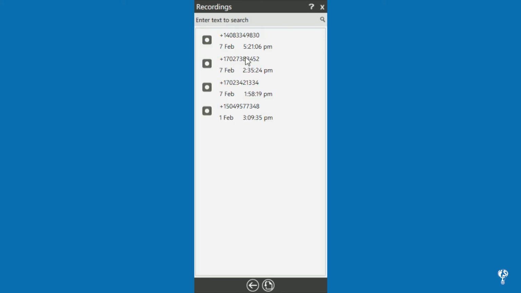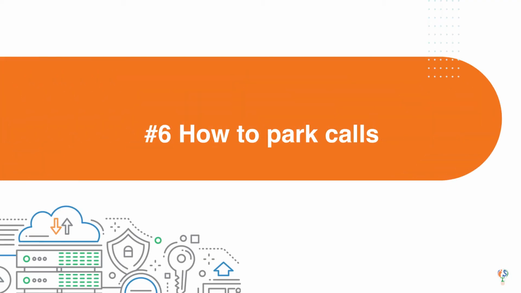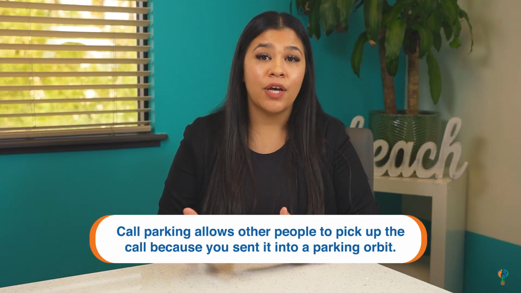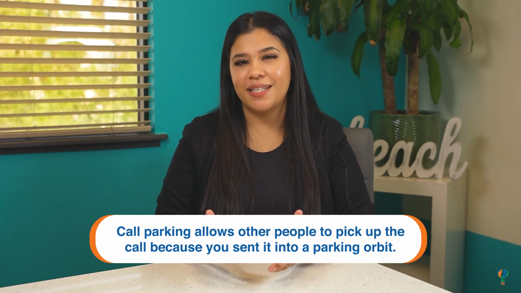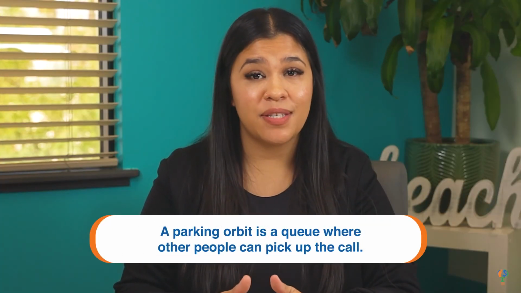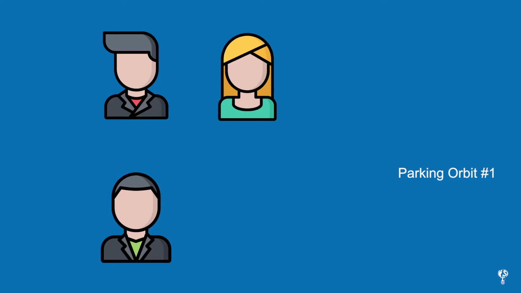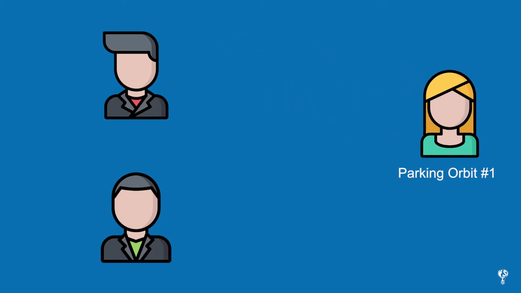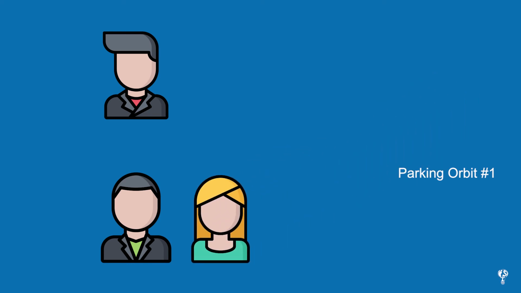Alright guys, so the last feature is call parking. Call parking allows other people in your organization to pick up the call because you sent it into a parking orbit. A parking orbit is a queue where other people can pick up the call. For example, you send off a call with Mary into parking orbit 1. Then Stephen, who has access, will continue Mary's call.